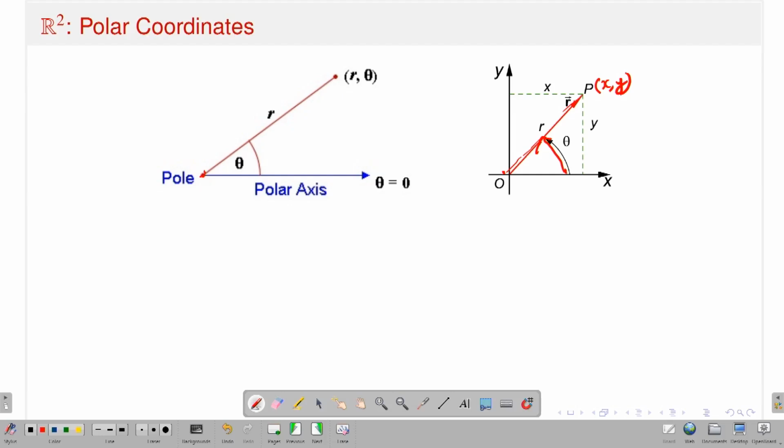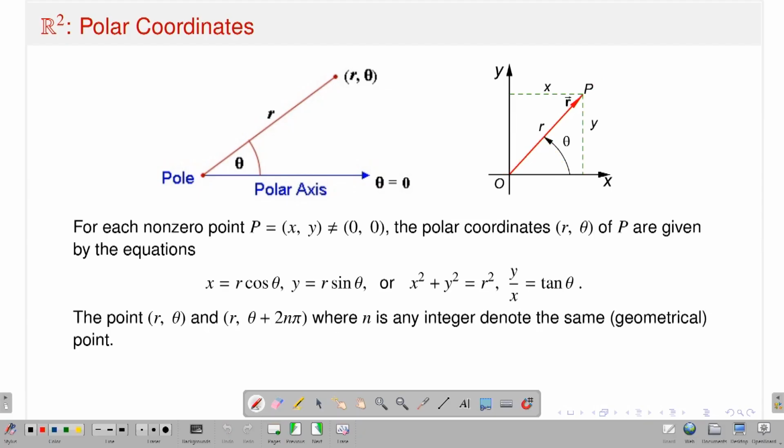So, for each non-zero point P x comma y, which is not equal to the origin 0 0, the polar coordinates r comma theta can be defined. And the relation between the Cartesian coordinates and the polar coordinates is x equal to r cos theta and y equal to r sin theta, where r square equal to x square plus y square and tan theta equal to y by x. So, this is the relation between the Cartesian coordinates and the polar coordinates of the point in R2.